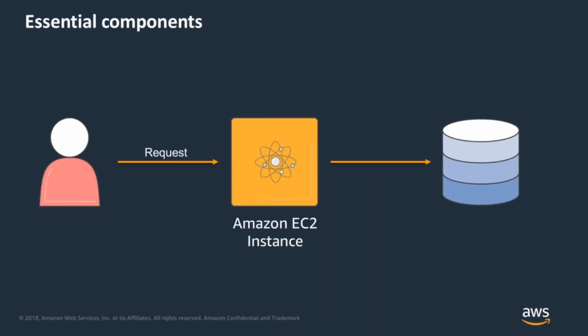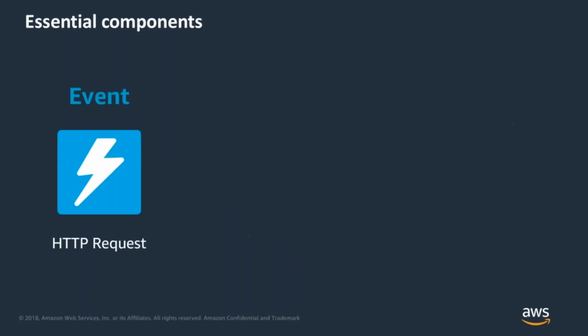So if we go back and take a look at that initial architecture and really look at the essential components of what's happening here, when we have this simple web service that we've built, and you start to take it apart piece by piece. First of all, you've got an event. In our case, this event is an HTTP request, but basically this is just something that happened in the world that we now need to be able to respond to.